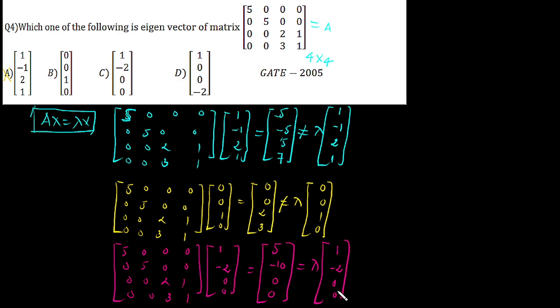So if I select lambda equal to 5 and multiply this number with the initial vector, then the left-hand and right-hand sides will be equal: 5, minus 10, 0, 0. So all is good for lambda equal to 5. I can say this is one of the eigenvectors corresponding to the eigenvalue of 5 for this matrix. So option C contains a correct eigenvector for this matrix, and option C is the correct one for this question. Now let's move to question number 5.